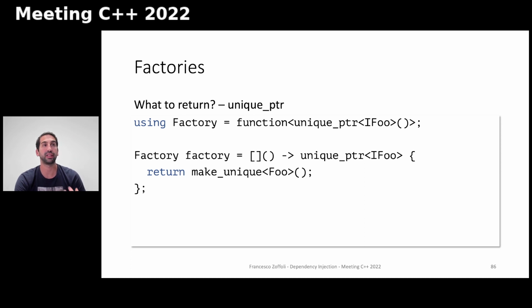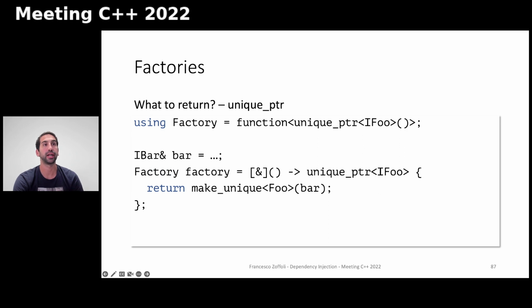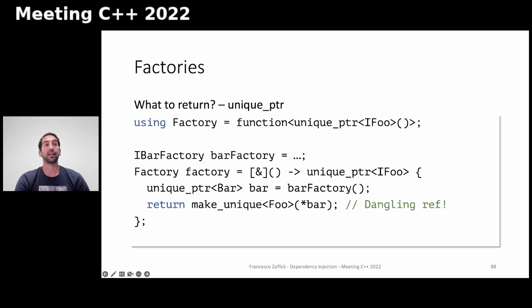But except for this case, what should we return? Well, we have an option. A typical option is actually to return a unique pointer. And this works when we are instantiating our dependency, for example Foo, inside the function. But how does it work when we want to have a dependency, for example, on some reference that we have already available? This is also working, because we can instantiate the class and pass the reference that we captured in the factory. But how does it work in the case where you actually have another factory and you want to call this factory to get back a class that you then use?